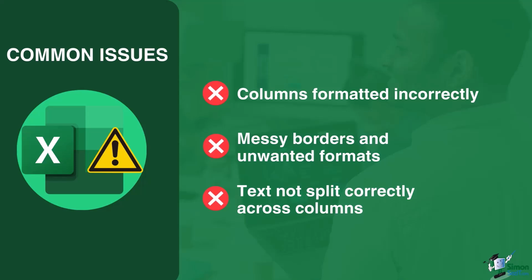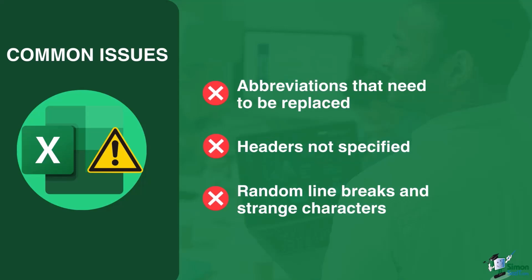We might find that when we download our data set, the text isn't split up correctly, or it isn't split up as we need it to be. For example, if you have a column that has people's names in it, you may need it split up into first name and last name. So we need to know how we can deal with that type of scenario as well. We might have things in our data that need to be replaced. So maybe we need to replace abbreviations with the full word, things like that.